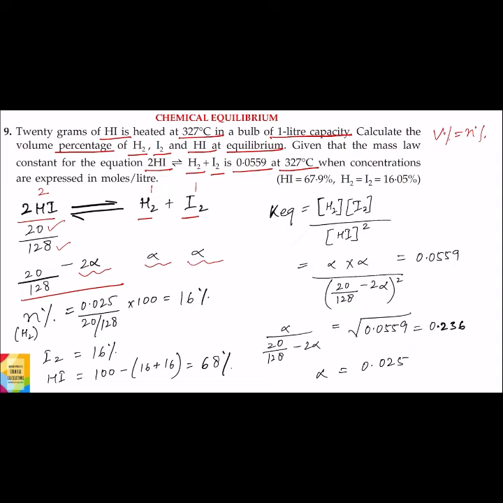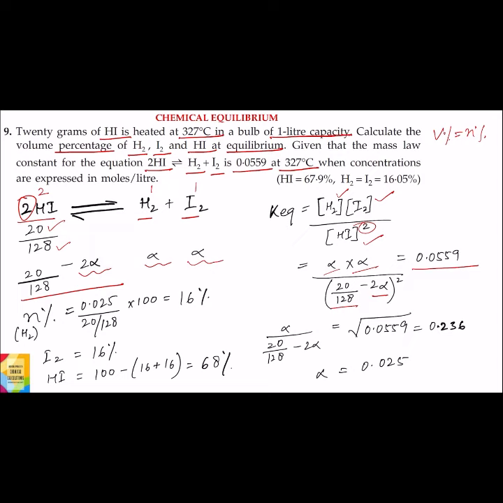Now equilibrium constant is the concentration of H2 multiplied by concentration of I2 divided by concentration of HI raised to the power 2. 2 is the stoichiometric coefficient of HI. अब H2 concentration हो गई alpha moles per liter, I2 हो गई alpha moles per liter, so alpha into alpha divided by HI remaining is 20 by 128 minus 2 alpha, तो इसका square, and this is given as 0.0559.